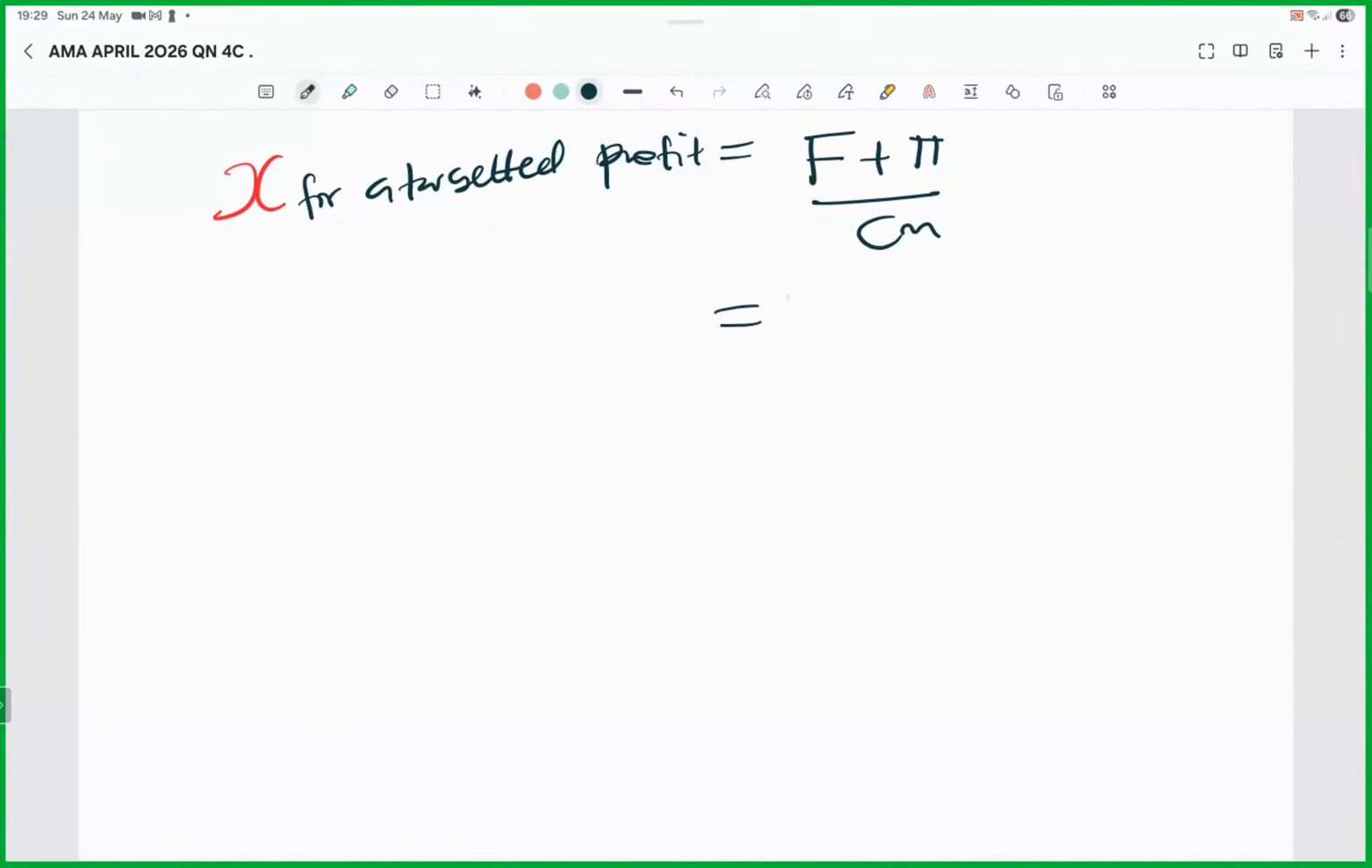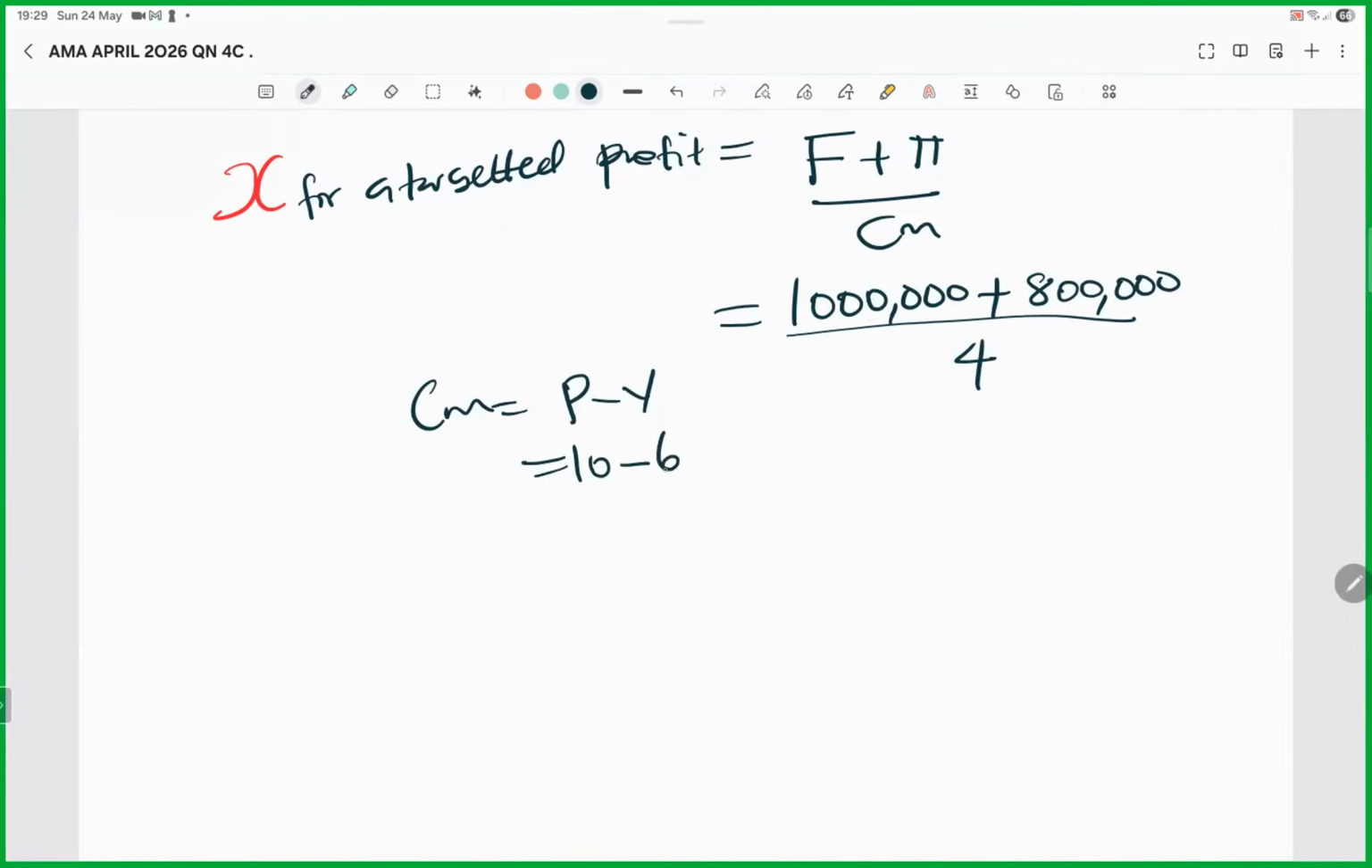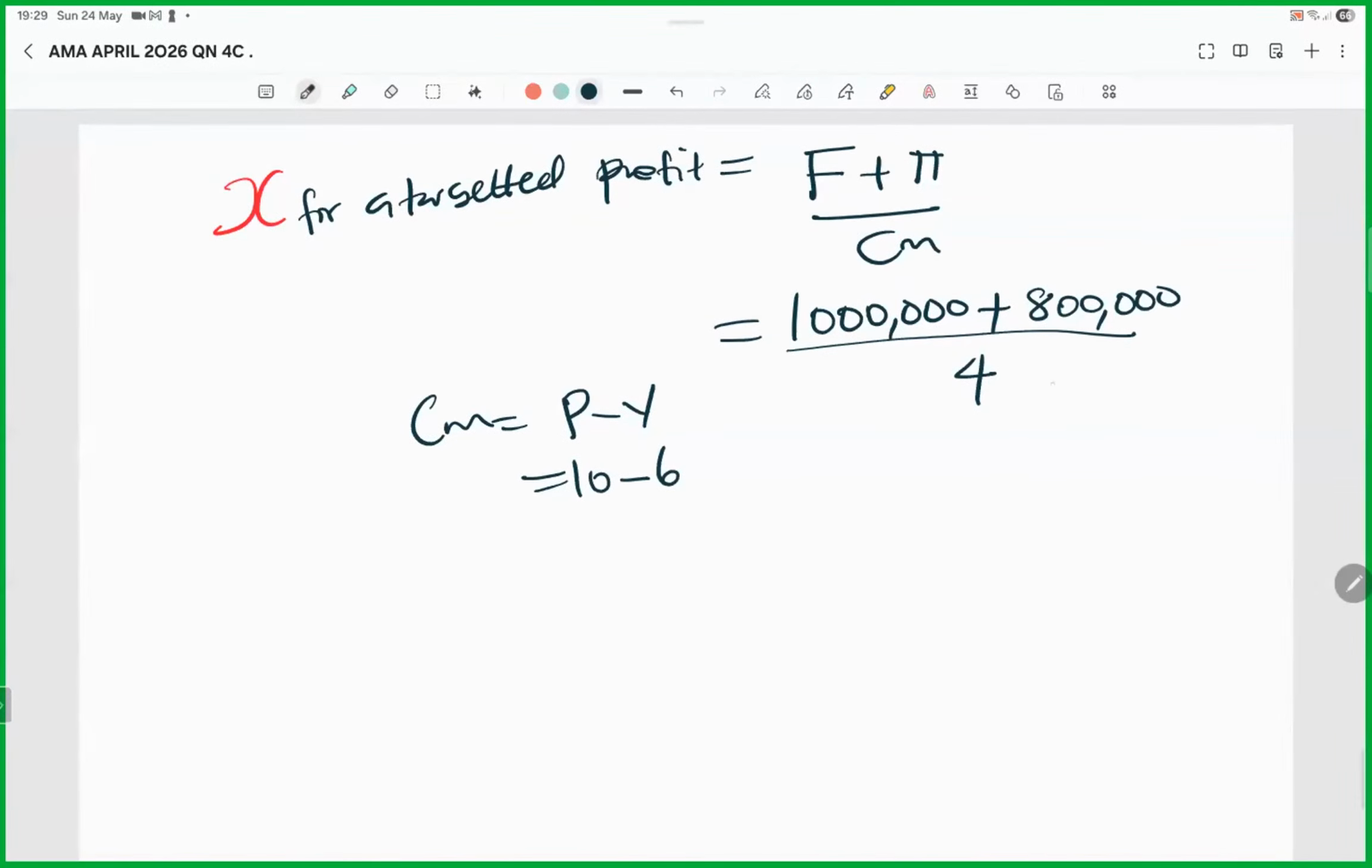The fixed cost that we have here is 1 million Kenya shillings. The profit we are targeting is 800,000 Kenya shillings. The CM will not change. The CM will still be 4, because to get CM, we take price minus variable cost. The selling price is 10, variable cost is 6. Will this, my very good students, end up giving us 450,000 units? Thank you so much. 450,000 units. That is really, really great.